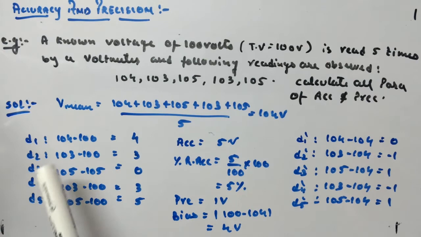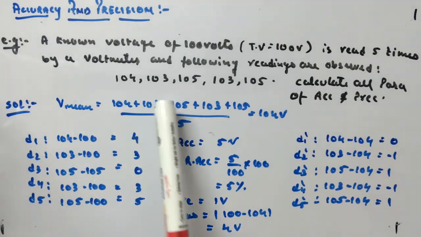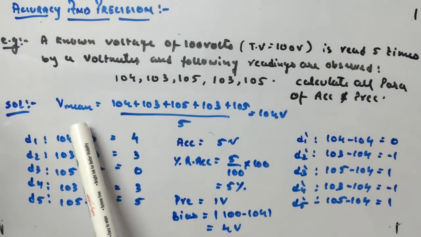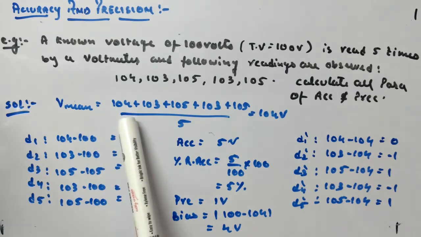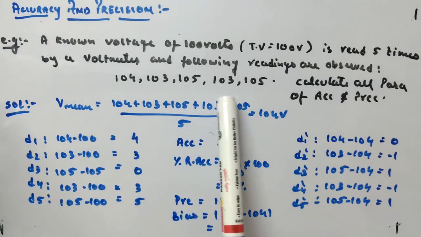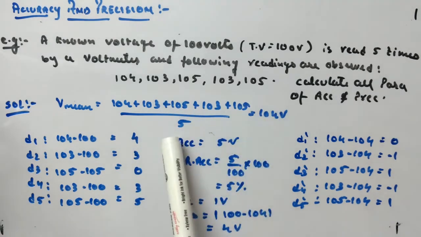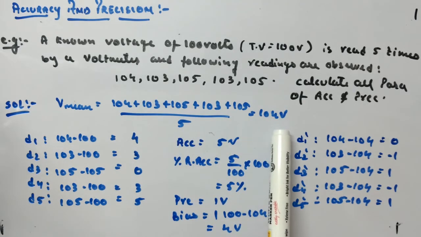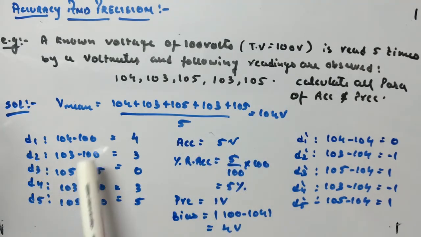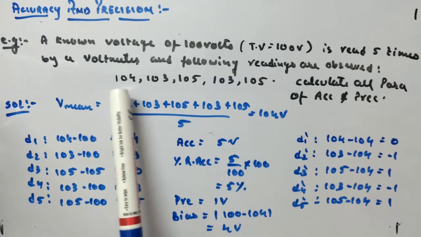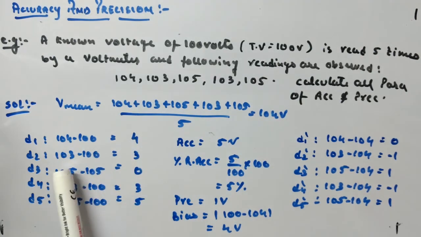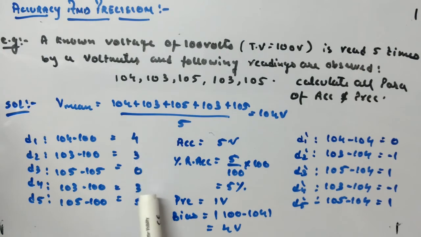Okay, let's look at the solution. First, calculate the mean value of the readings, which will be used in the calculation of precision. So 104 plus 103 plus 105 plus 103 plus 105 divided by 5, that comes out to be 104 volts. Calculate the deviations of the readings with respect to the 100 volt. So that is 104 minus 100, 103 minus 100, 105 minus 100, 103 minus 100, 105 minus 100. That comes out to be 4, 3, 0, 3, 5.